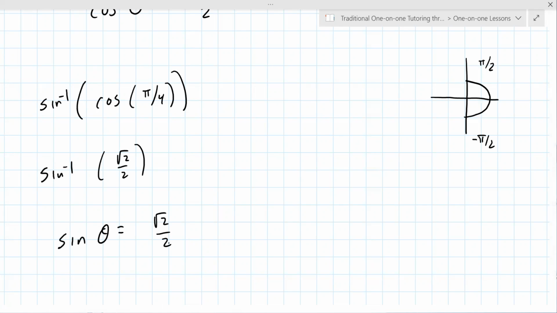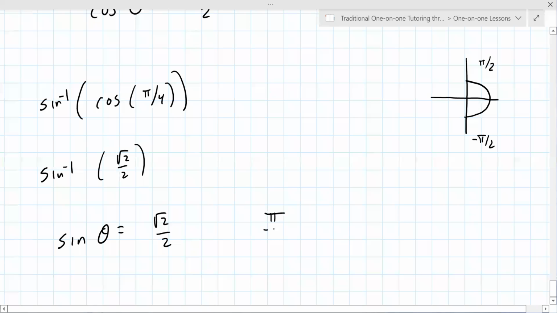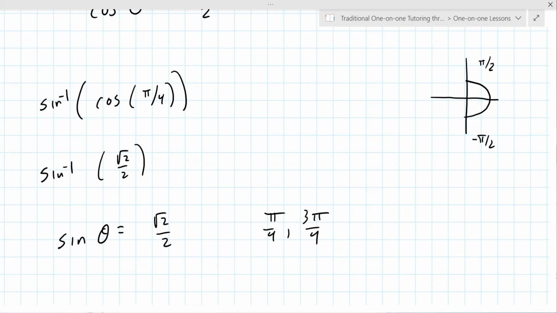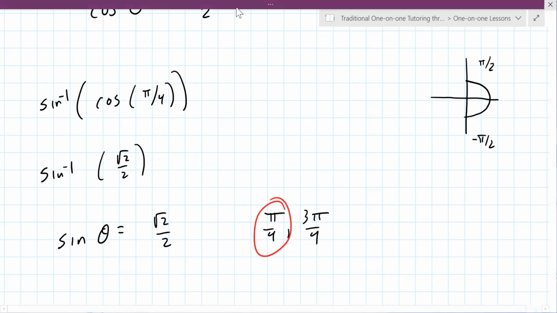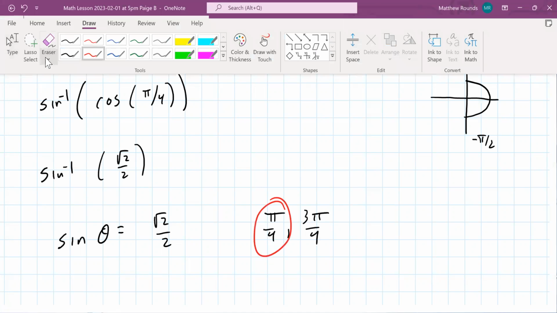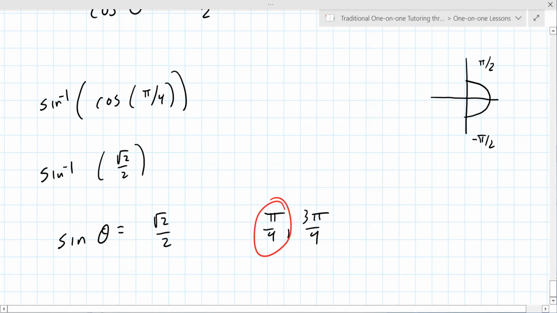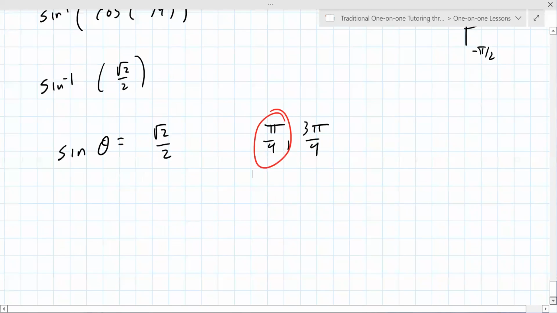There's a couple of places: pi over 4 and 3 pi over 4. Which of those fit between minus pi over 2 and pi over 2? Pi over 4. So that's your answer. That's the easy case, the one where everything works out nice. We'll be moving on into a much harder case, but the idea is the same. You always put the number in, figure out where that is on the unit circle, and figure out which one is in your interval.